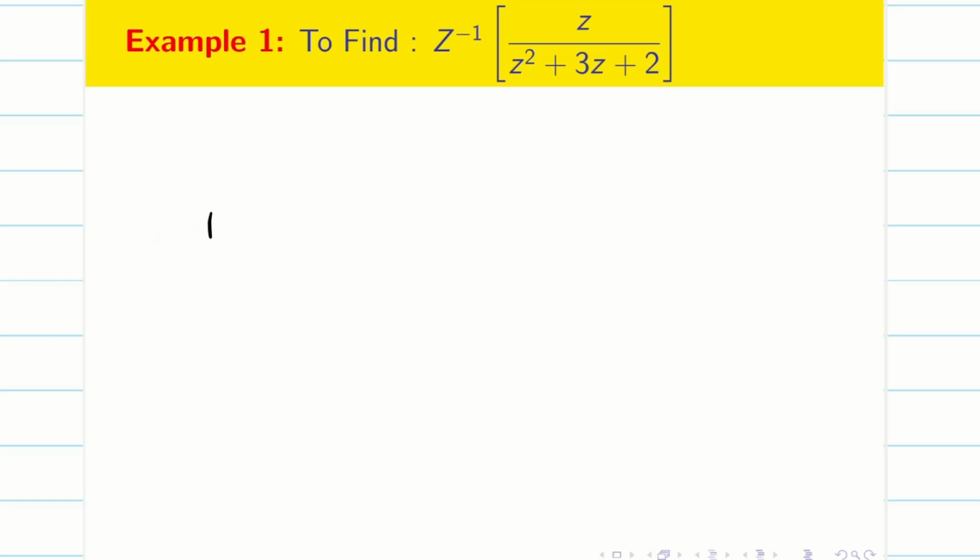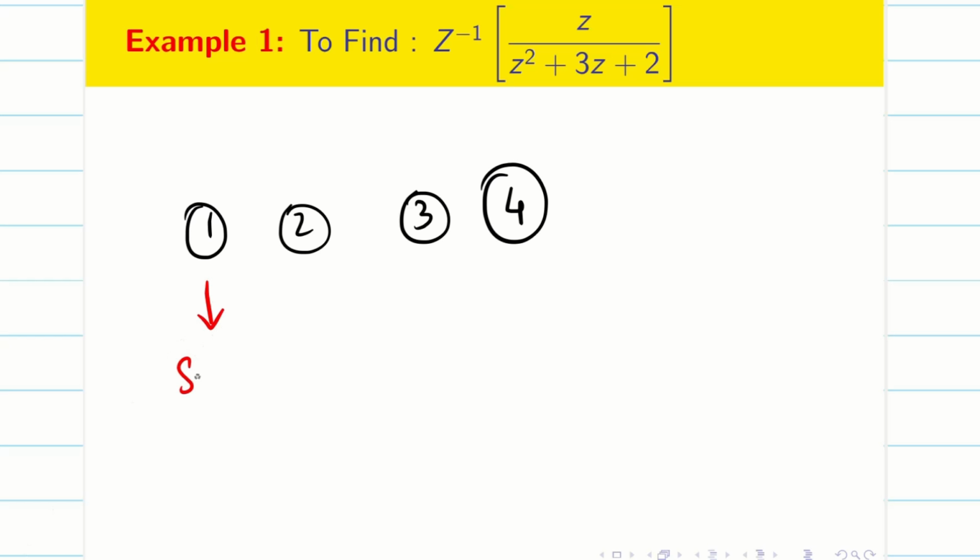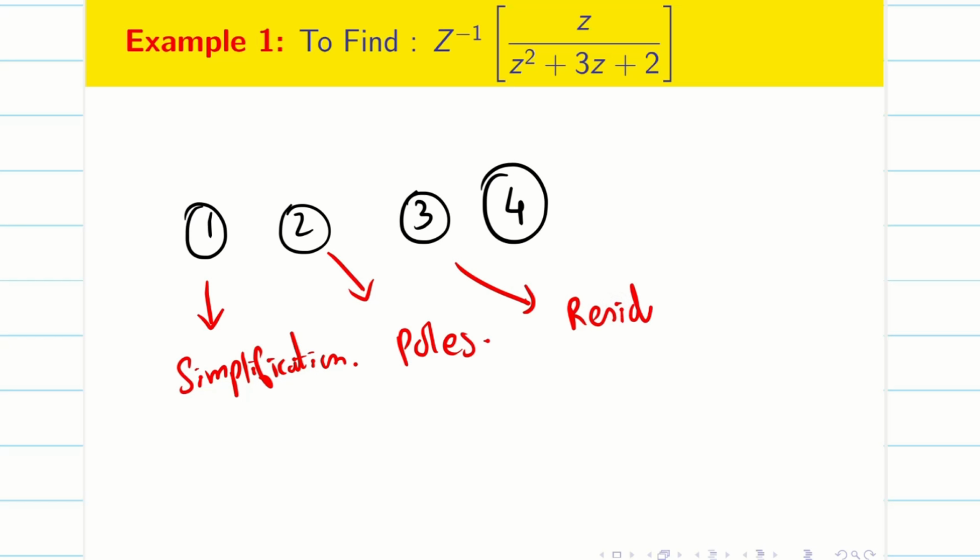For the residue method, we are going to follow just 4 steps. The first step is simplification. You have to simplify the problem into our required format. The second step is finding the poles. The third step is finding the residues. And the final step is substitution. It is going to be very easy.